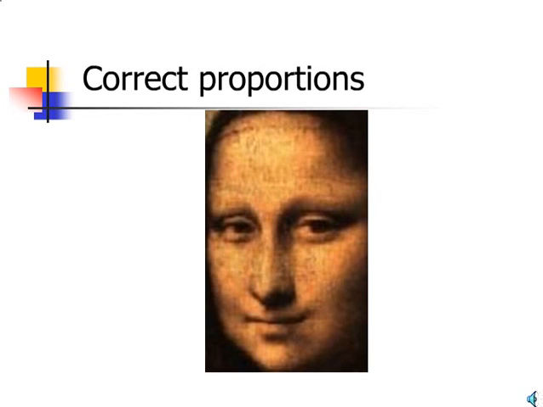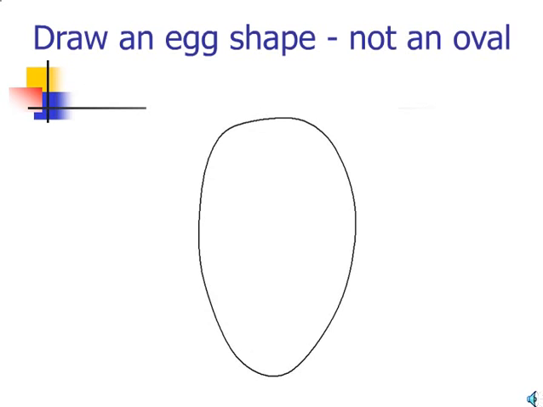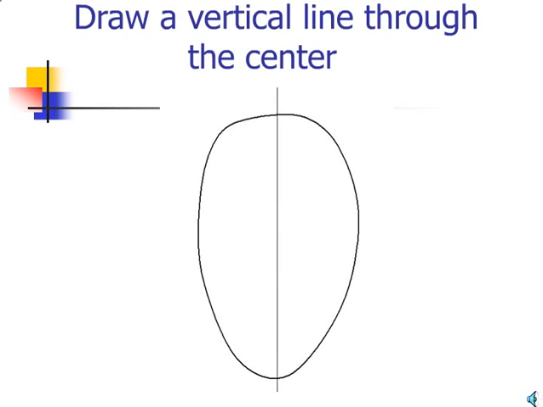Now we are going to learn how to draw a face with the correct proportions. First, let's draw an egg shape. Notice that this shape is different than an oval. An egg shape is larger at one end and smaller at the other end. Using a vertical line, let's divide our shape into two equal sections. Draw the guidelines lightly so you can erase them later.